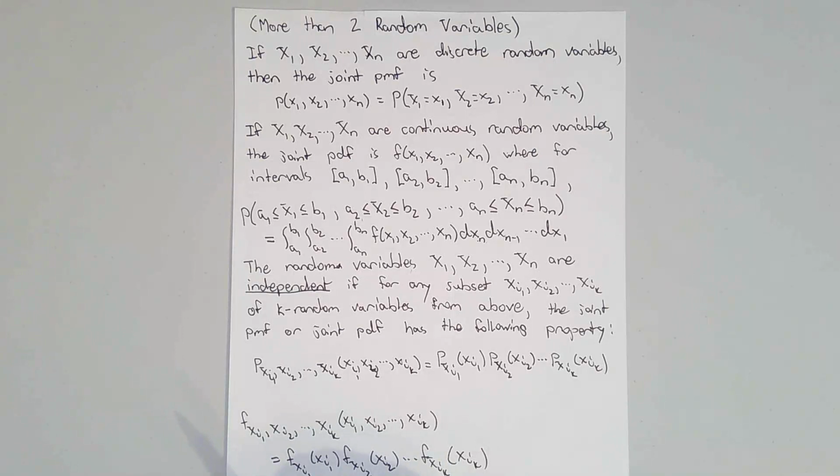So that's the end of this video. We will continue on with section 5.2, which is over the mean and variance of random variables.